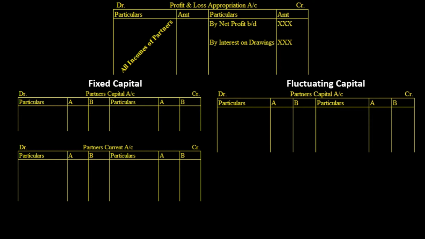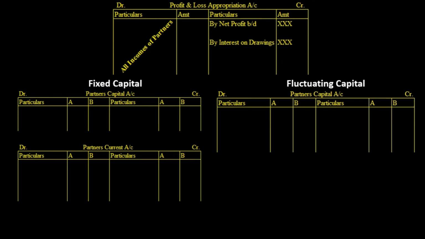On the debit side, we record all incomes of partners like salary to partner, interest on partner's loan, any kind of commission paid to partner, etc. Now, a lot of people ask, Sir, you are saying debit and then you are recording incomes. Isn't that wrong? Now, let's understand here.